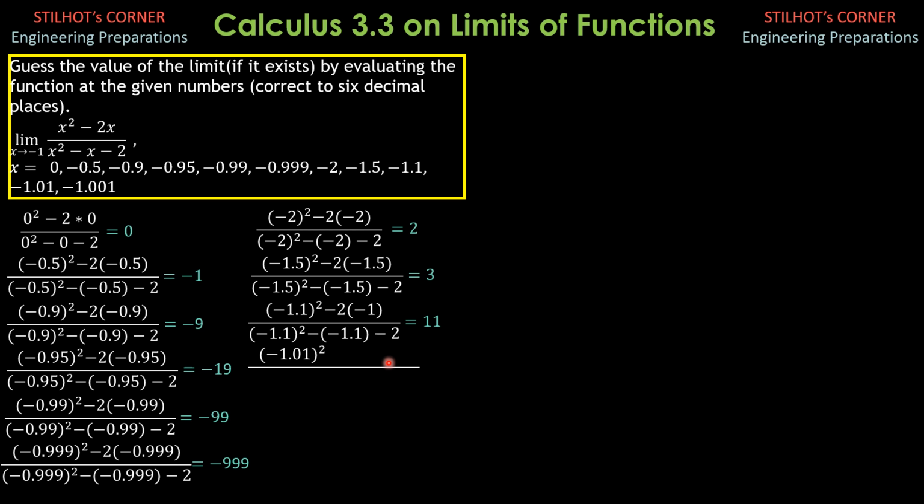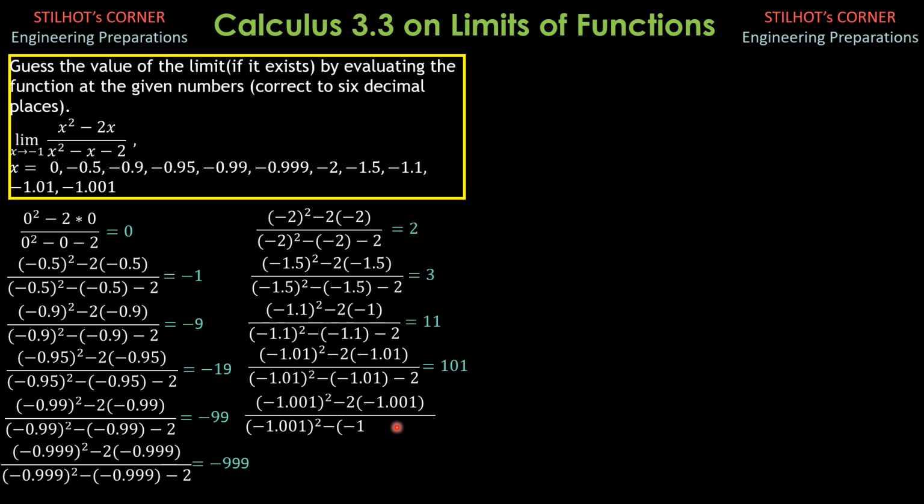Then -1.01, (-1.01) squared minus 2 times -1.01 over (-1.01) squared minus (-1.01) minus 2, it is equal to 101. Then finally at -1.001, (-1.001) squared minus 2 times -1.001, all over (-1.001) squared minus (-1.001) minus 2, it is equal to 1001.